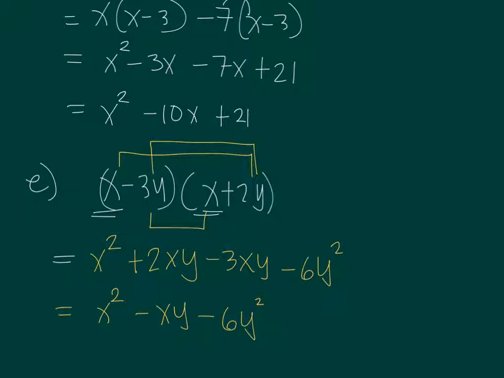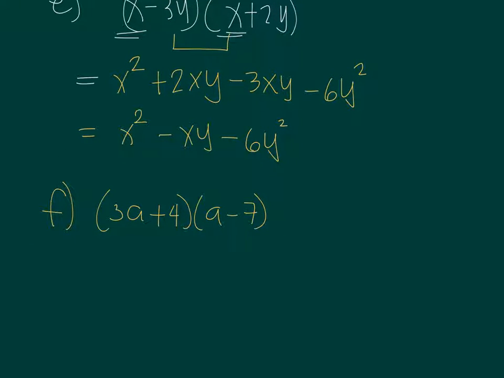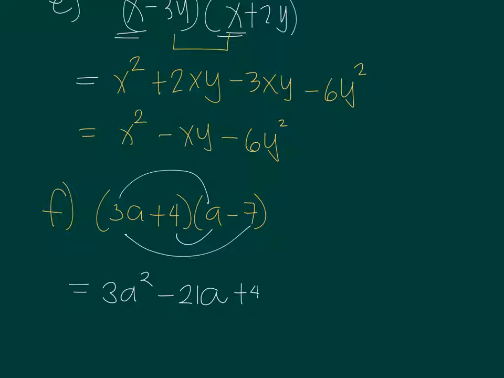Okay, and then let's add one more. So letter F. So in letter F, we have 3a plus 4 and then a minus 7. So let's apply the FOIL method again. So we have 3a times a, that's 3a squared. Then the outer is negative 7 times 3a, or 3a times negative 7, negative 21a. And then inner is 4 times a is 4a. And then the last, 4 times negative 7 is negative 28.